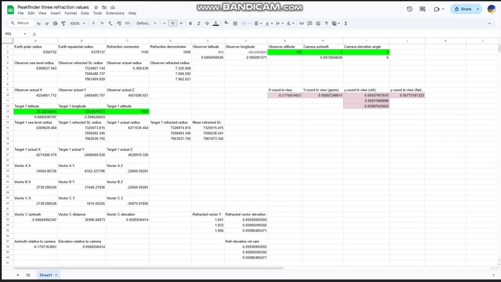Azimuth relative to the camera is really simple. It's the vector C azimuth minus the camera azimuth, cell H3 up in the top right. Elevation angle relative to the camera, the one in the bottom left, is geometric. There's no refraction accounted for. You take the elevation angle that was worked out as vector C elevation and subtract the camera's elevation angle. Over on the right, refracted elevation relative to camera is the refracted vector elevation from above, minus the camera elevation angle.